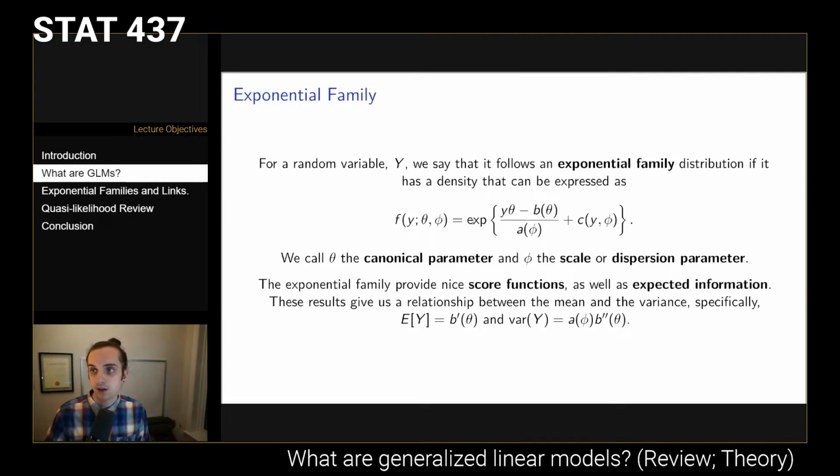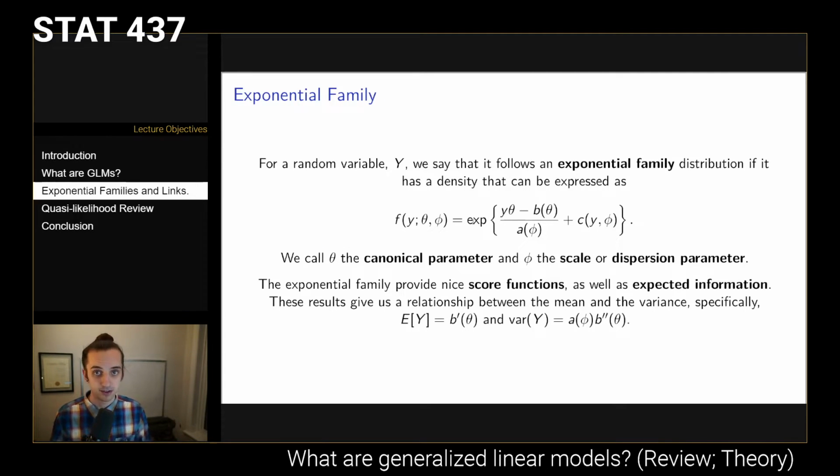Then we're talking a little bit about exponential families. We said that the random component, yi, had to be assumed to come from an exponential family. So what is an exponential family? To refresh your memory on this, we say that y is from an exponential family if its density can be written in this form.